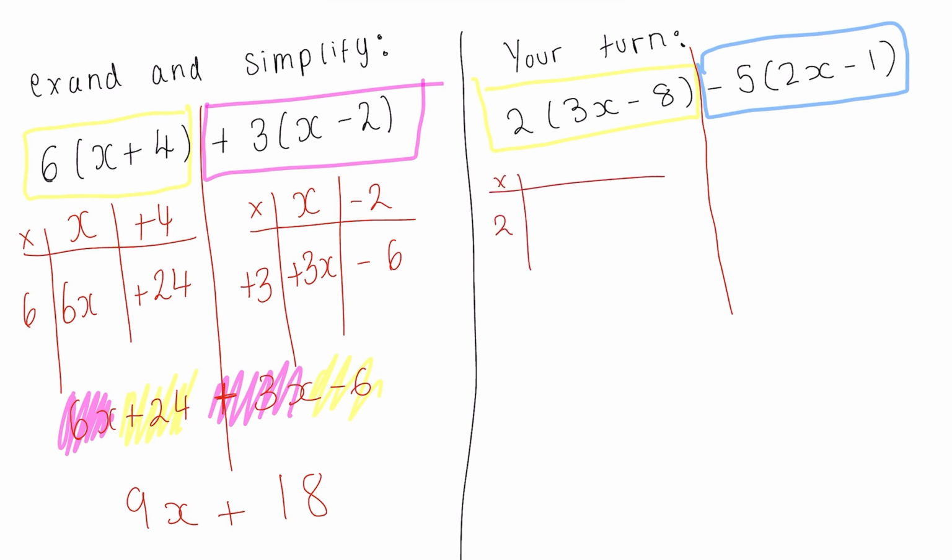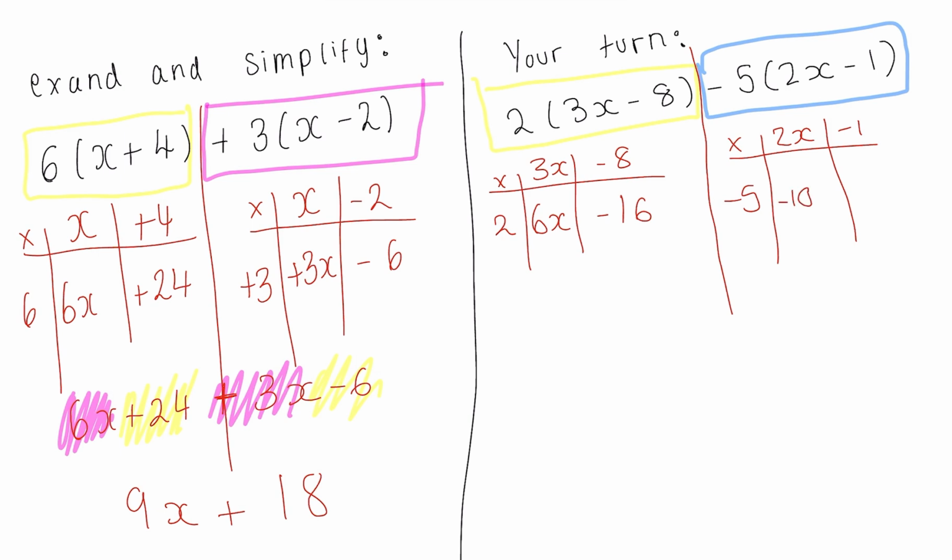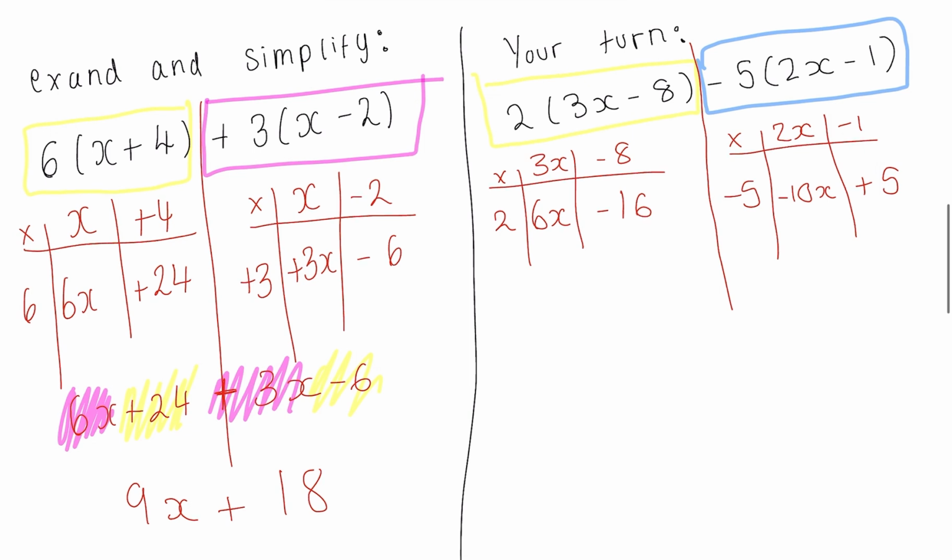So for your first one, you should have set up your grid like this, giving you 6x minus 16. And then your second one, remember to include that sign. So we've got minus 5, then we've got 2x minus 1. So that gives us minus 10x, and then minus 5 times minus 1 actually gives us a positive 5. So let's write our answers underneath. So here I got 6x minus 16, and then here I got minus 10x plus 5.